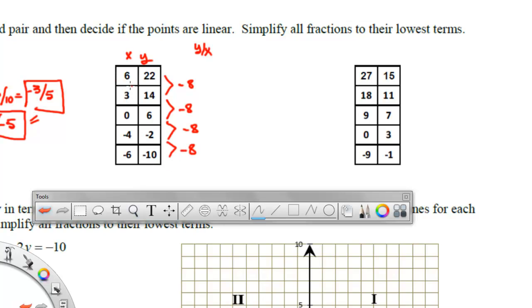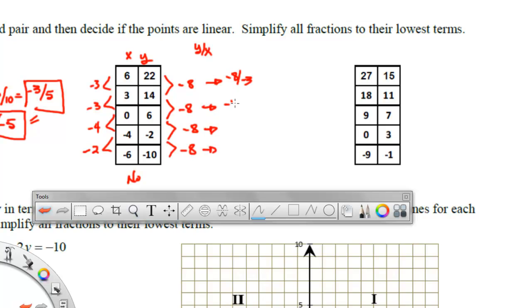Now we have to check the x's. 6 to 3, that's down by 3. 3 to 0, that's down by 3. 0 to -4, that's down by 4. And a -4 to a -6, that's down by 2. So some of you said, oh, these aren't linear, and you wrote no, which was fine, but you missed some points. Why? Because you didn't write me the slope. That slope is a -8 over a -3.